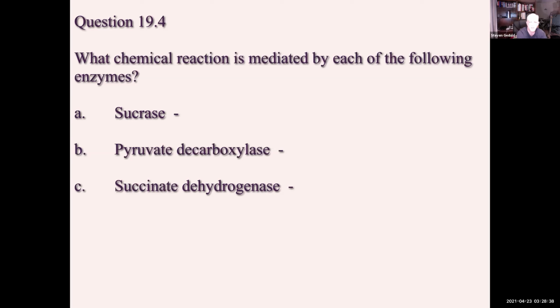What chemical reactions mediate the following? Sucrase is going to break down. Well, what type of reaction? It's a hydrolase. It's going to add water back across it, right between the 2 monomers. Pyruvate decarboxylase is a lyase. And succinate dehydrogenase is an oxidoreductase, oxidation reduction reaction.